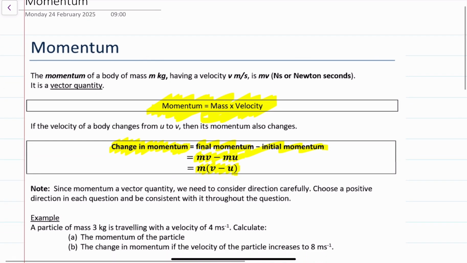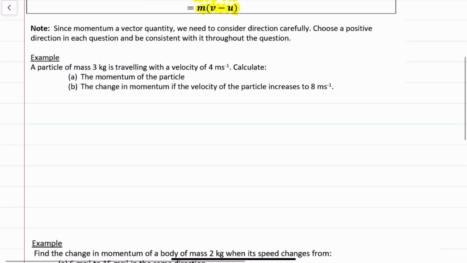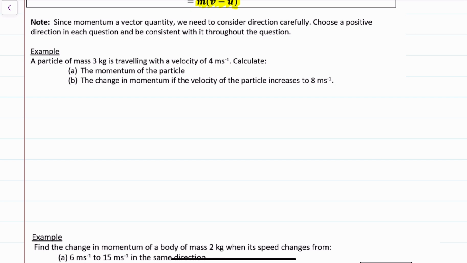We're going to look at two examples now of this. In this example, it says a particle of mass 3 kilograms is travelling with a velocity of 4 meters per second. Calculate the momentum of the particle first of all. For A, momentum is just equal to mv, and its mass is 3, its velocity is 4, so it's just going to be 12, and remember the units are newton seconds.